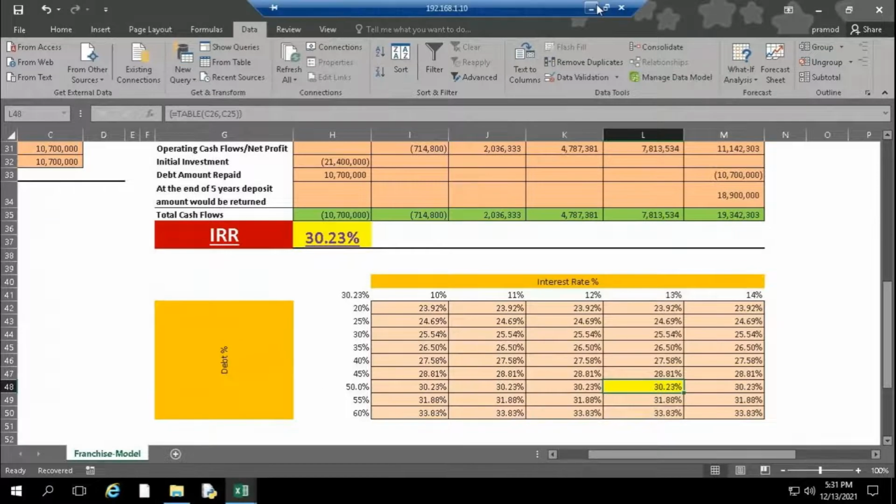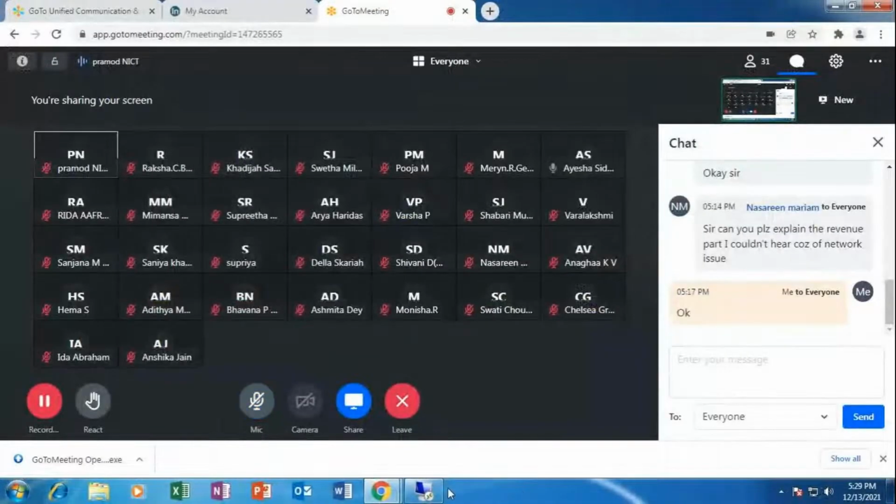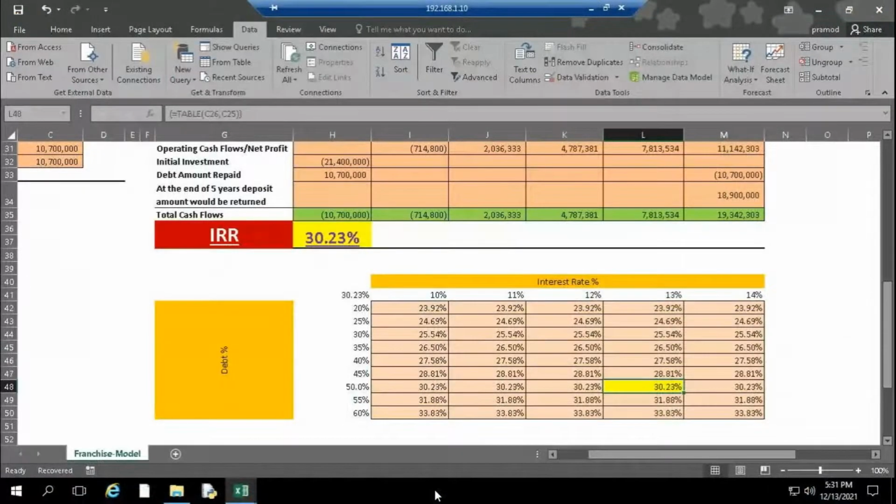You do this one. So once more, what do we need to put in the row input cell?